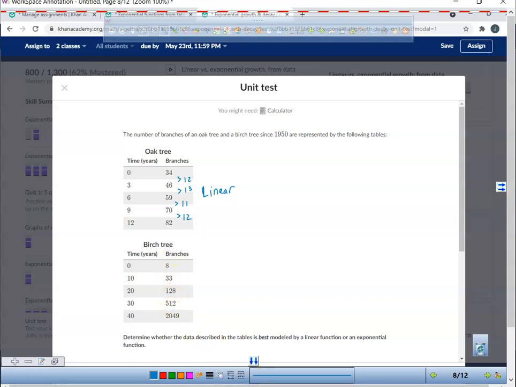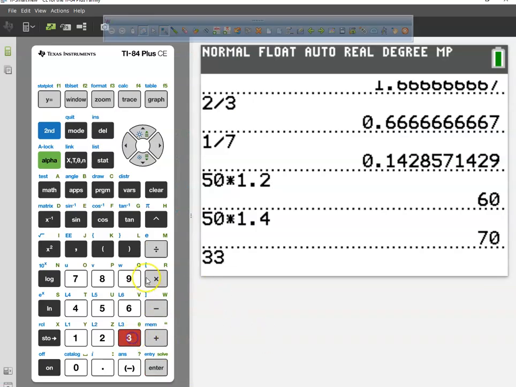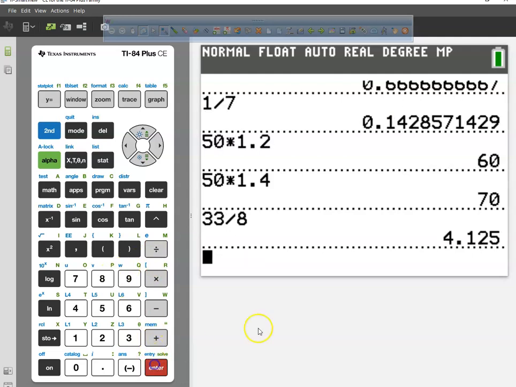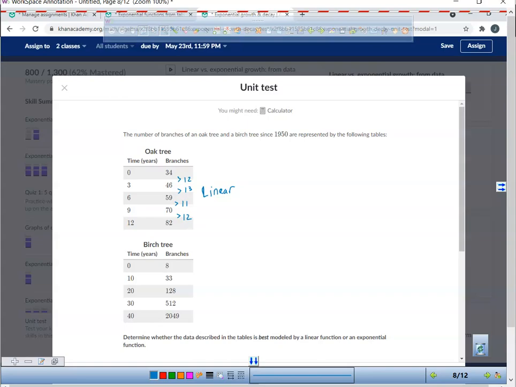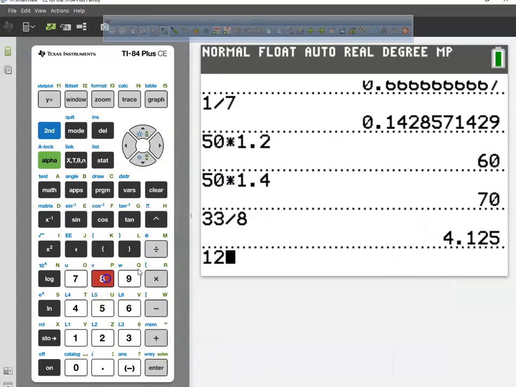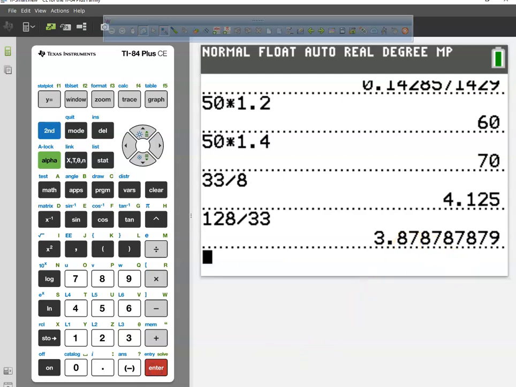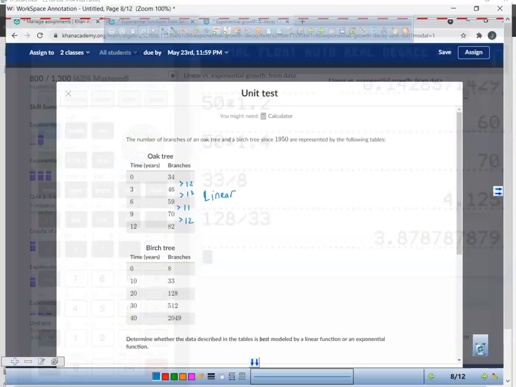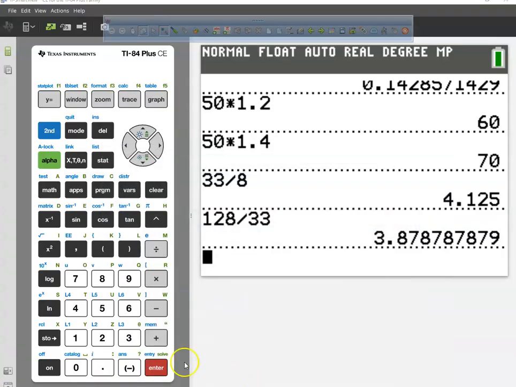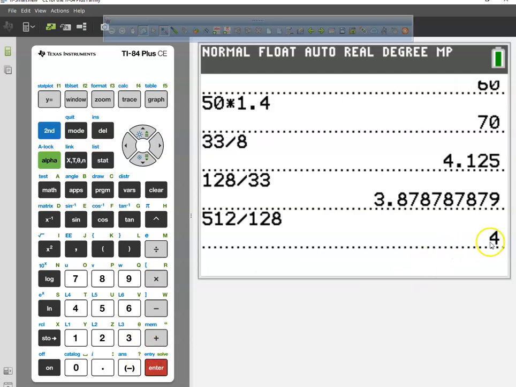If I did 33 divided by 8, I get 4.125. If I get 128 divided by 33, I get 3.87. If I get 512 divided by 128, I got 4. So these are all being multiplied by very close to a number of 4.